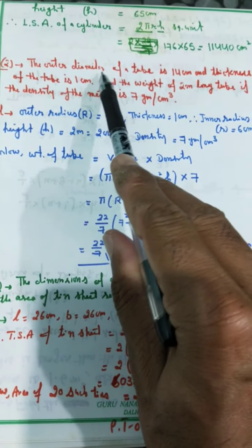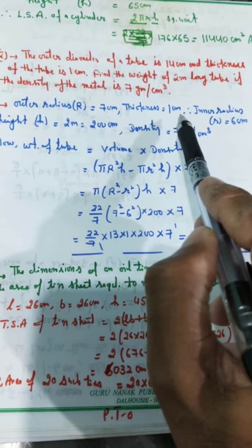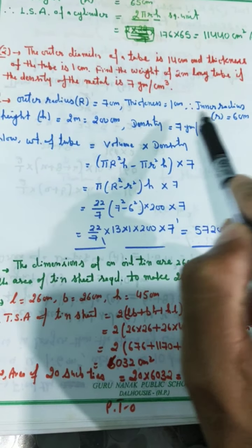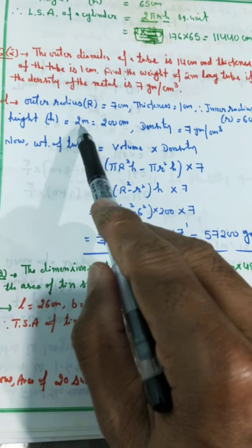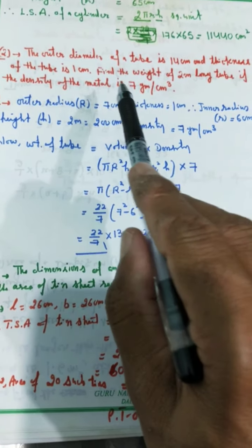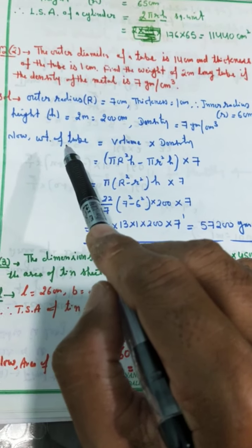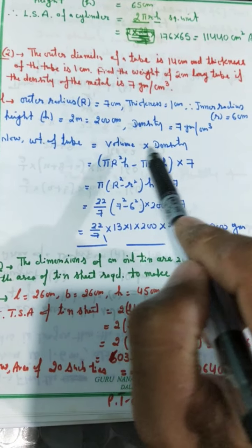So the outer diameter is 14, the outer radius will be 7, thickness 1, therefore the inner radius is equal to 7 minus 1, that is 6 centimeter. Height is equal to 2 meter, that is 200 centimeter, and density is equal to 7 gram per cubic centimeter. Now find the weight of the metallic tube. The weight of the metallic tube is equal to volume into density.